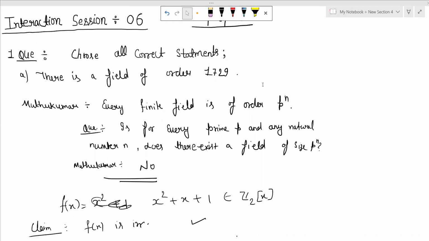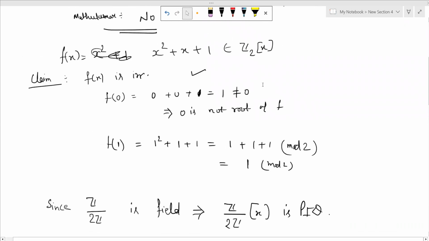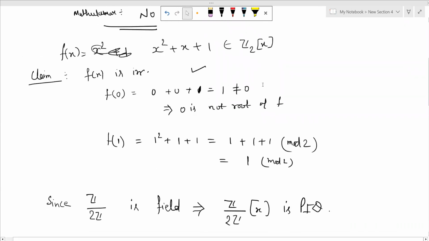So Muthukumar stated that every finite field is of order p to the power n. Then I asked him the converse: for every prime p and natural number n, does there exist a field of size p to the power n? He says no. But I gave him an example for 2 square and 2 cube, and it seems that this can be generalized. So how will you generalize it? I want to hear from you.